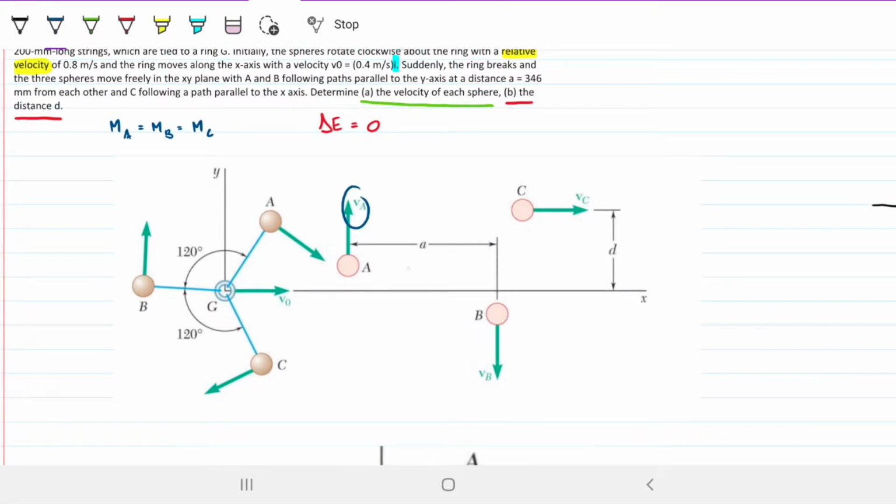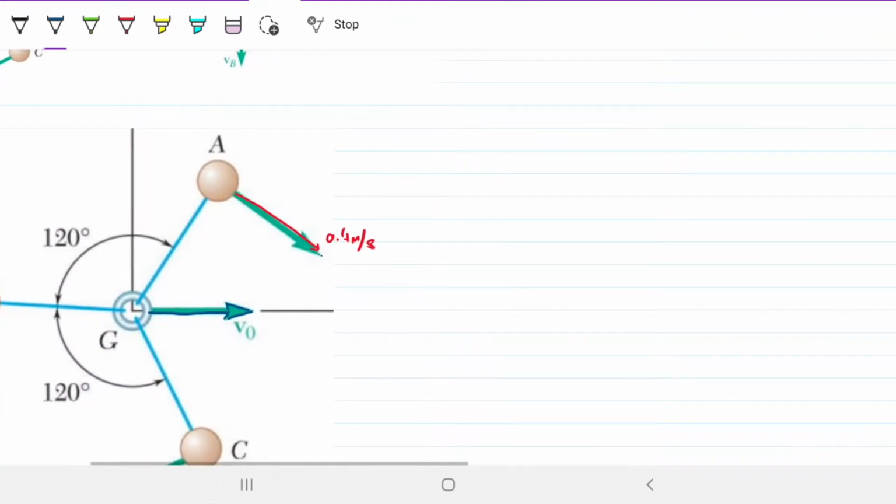So now what we need to do is find the velocities after the ring breaks. So we need to find velocity A, B, and C. How are we going to do that? Well, we're going to apply the conservation of linear momentum and the conservation of energy. That's all. Okay, straightforward. So let's start with the linear momentum.